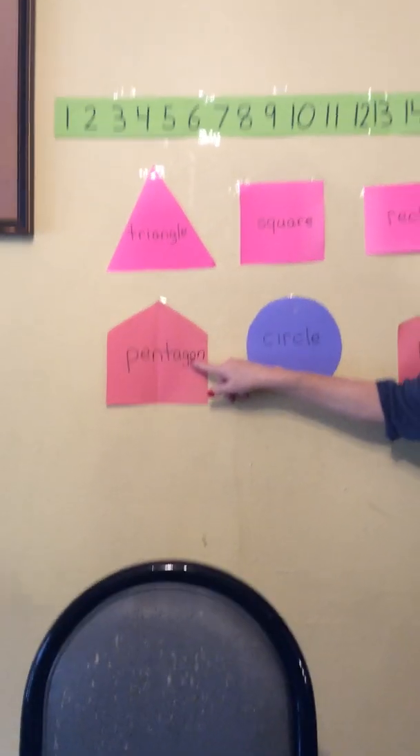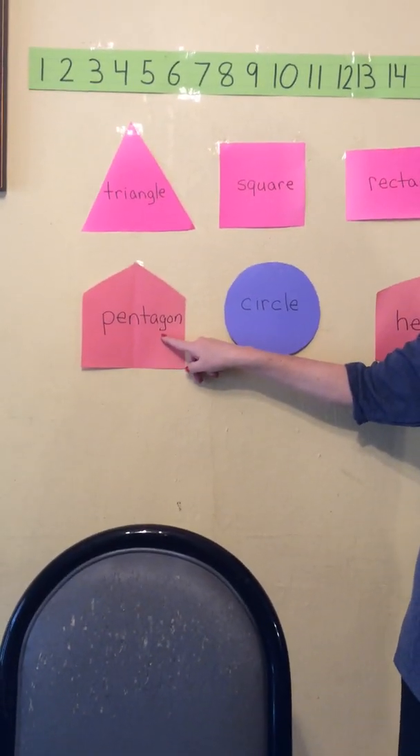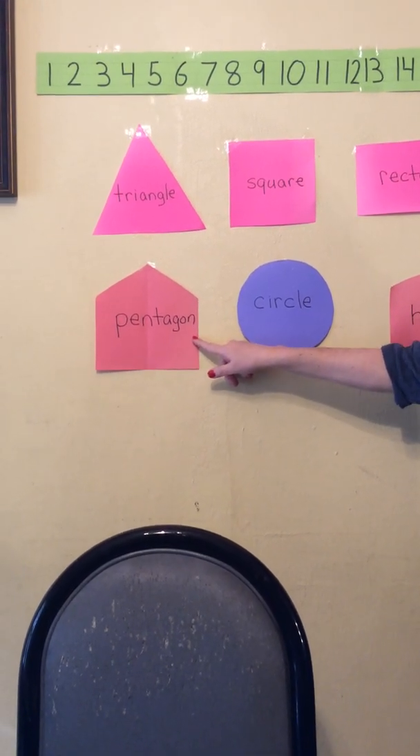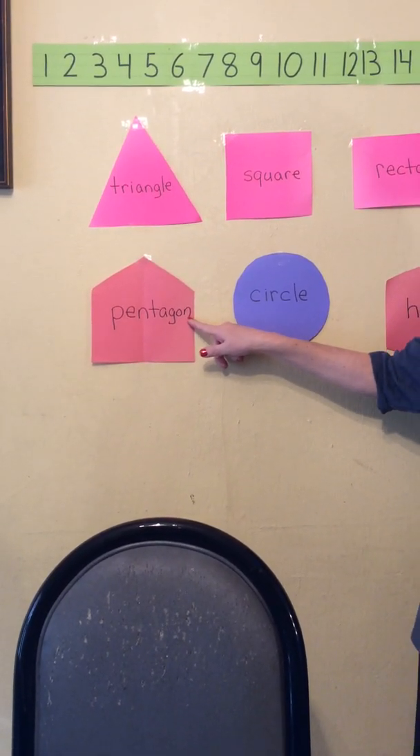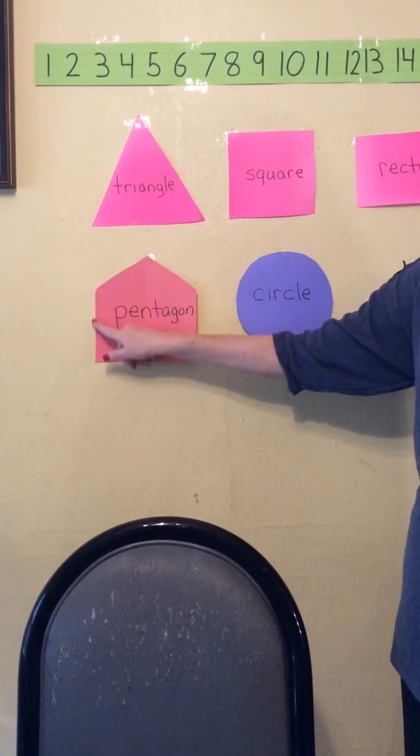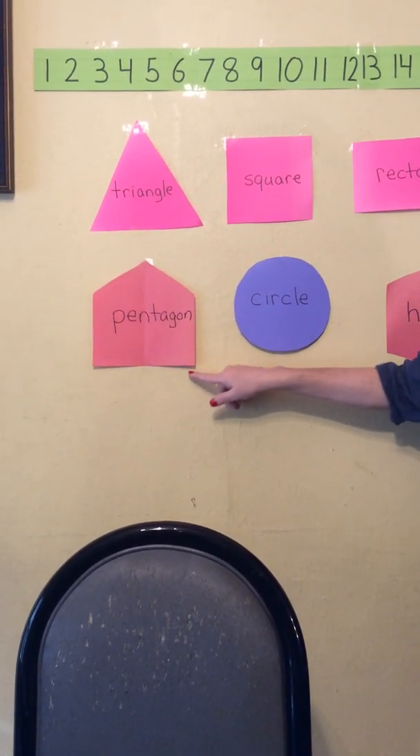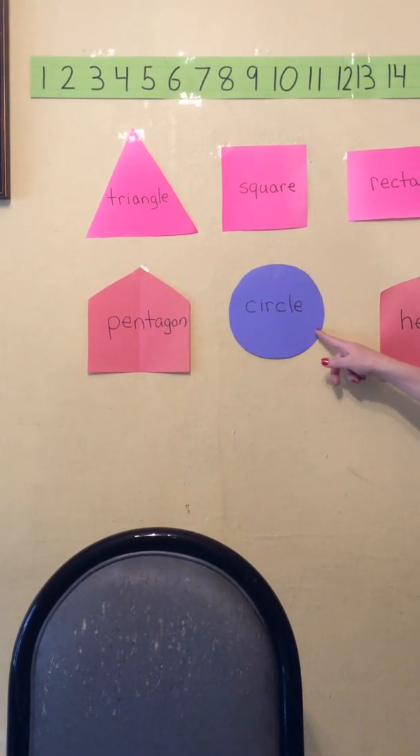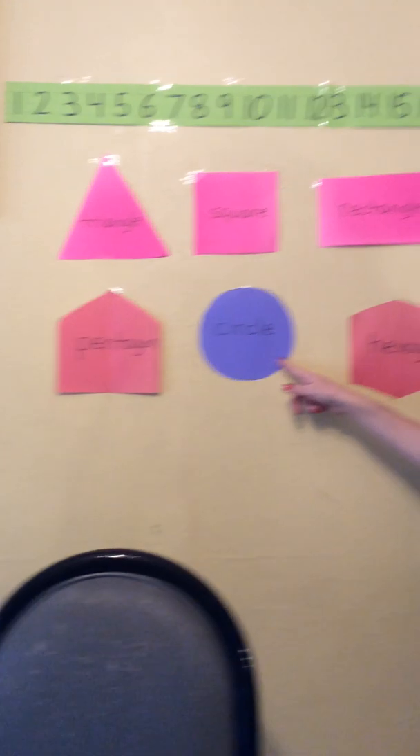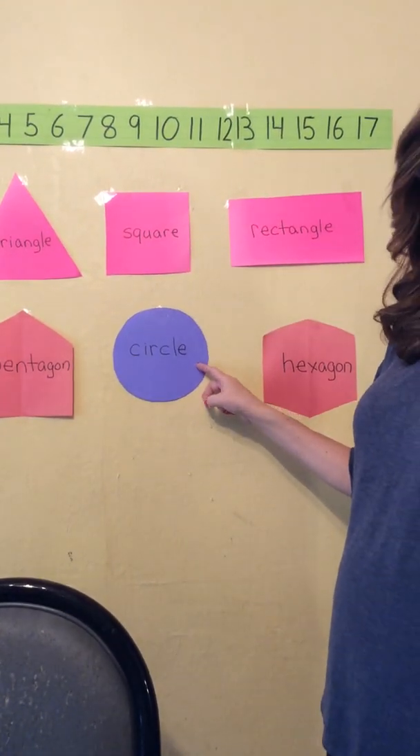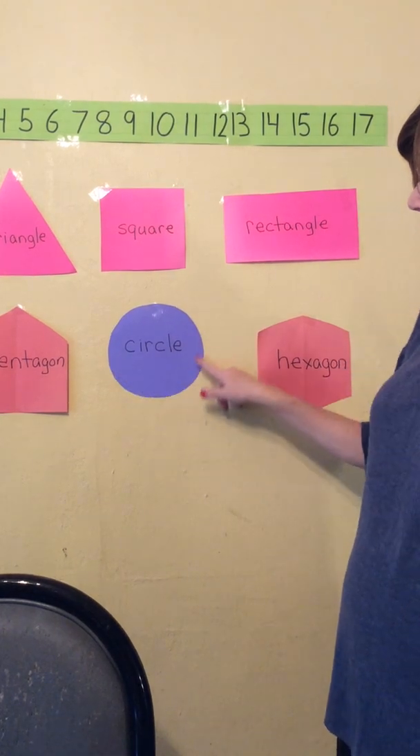Next is a pentagon. I know that was a new shape for you last week, and sometimes it's a little hard for us to remember, but I want to remind you that a pentagon has 5 sides. 1, 2, 3, 4, 5. The next shape is a circle. A circle is round. It does not have any sides. It is round.